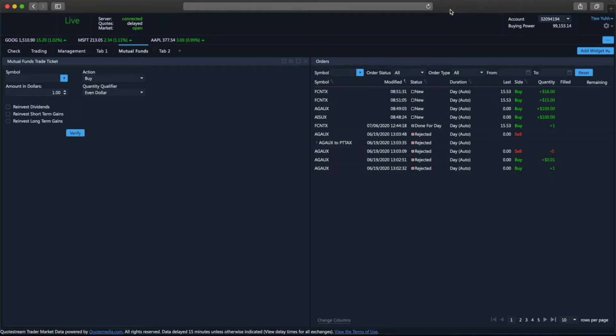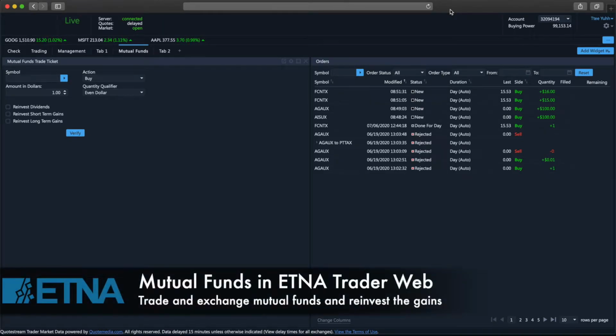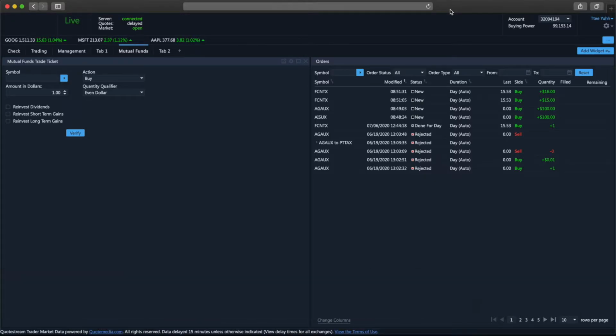Hi, in this video we will demonstrate trading of mutual funds in ETNA Trader. Unlike stocks and bonds which can simply be bought and sold on the exchange, mutual funds have their own special properties that differentiate them from other security types. For example, mutual funds can be exchanged or liquidated, realized capital gains and dividends can either be reinvested or distributed back to the owner. All of these parameters must be determined before an order can be placed.